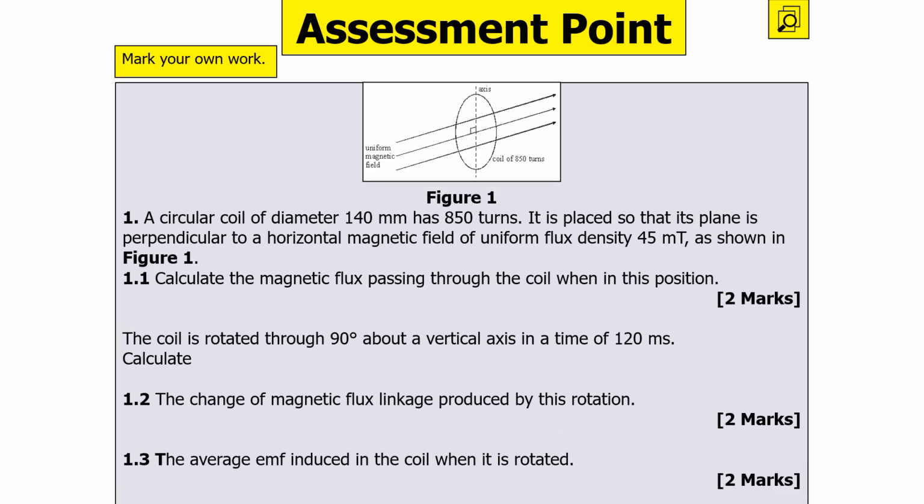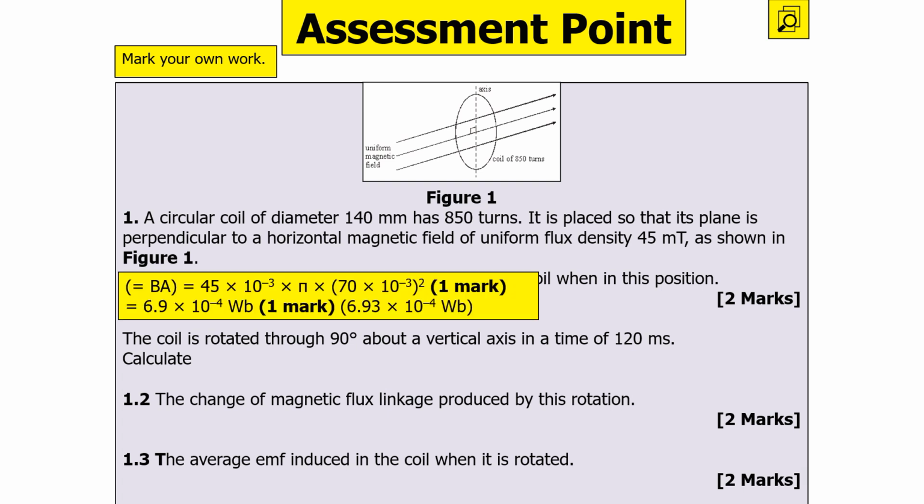Right, in this first one, we can say that phi, magnetic flux, equals BA. So you work it through, remember it's a circle, so you're going to do pi r squared, where r is half the diameter. Convert the diameter from millimeters to meters, and halve it to get the radius. Pop those all through, so we get 6.9 times 10 to the minus 4 webers.